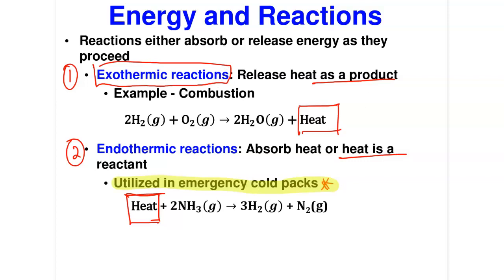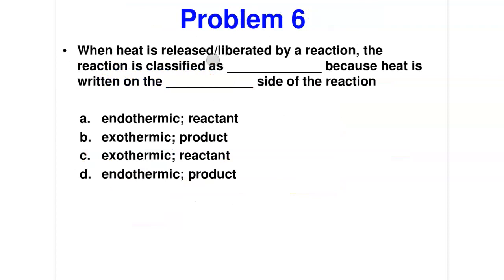So let's go and see what happens. This problem says, when heat is released or liberated by a reaction, remember, that means it's an exothermic reaction. So the reaction will be classified as what? Exothermic. It's releasing heat. Because heat is written at which side? At the product side of the reaction. So let's see where that happens. Exothermic and product. Exothermic and product is B. We got it. That is what we'll have there.